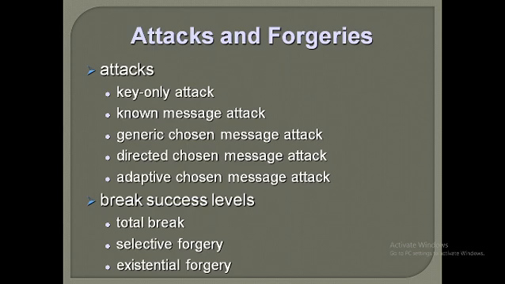Then we have the chosen message attack. In the case of the chosen message attack, we can directly insert messages: the generic chosen message attack, the directed chosen message attack, and the adaptive chosen message attack. Like that we have different kinds of insertions possible, and it can be verified. Similarly, we have the total break or universal forgery, where the entire algorithm would be broken. In the case of selective forgery, only a portion of the message can be identified, based on the selection.